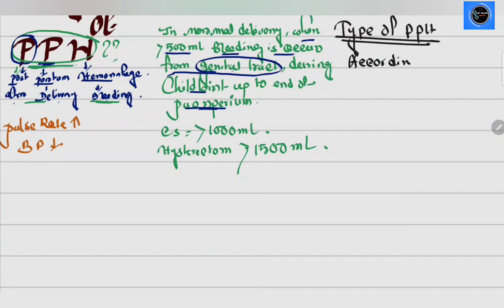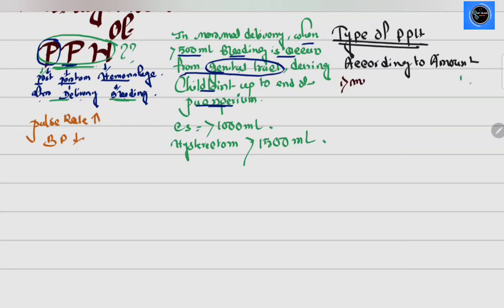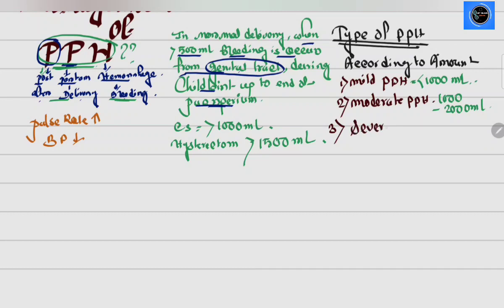According to amount, PPH has three types. First, mild PPH: when bleeding is less than 1000 ml. Next, moderate PPH: when bleeding is 1000 ml to 2000 ml. Third, severe PPH: when bleeding is greater than 2000 ml. So according to amount, PPH has three types: mild, moderate and severe PPH.